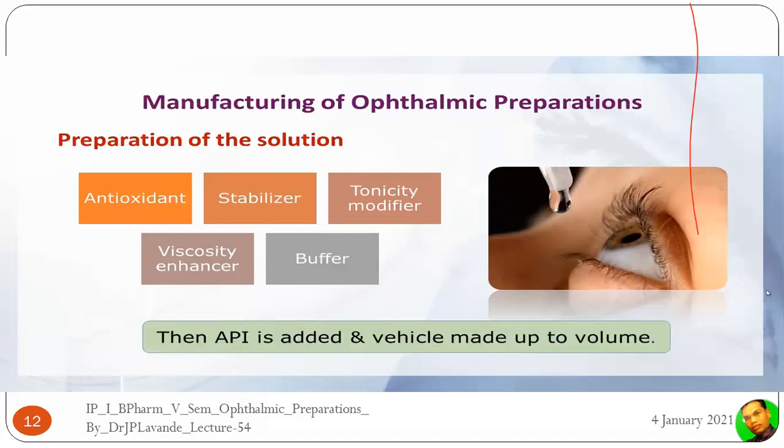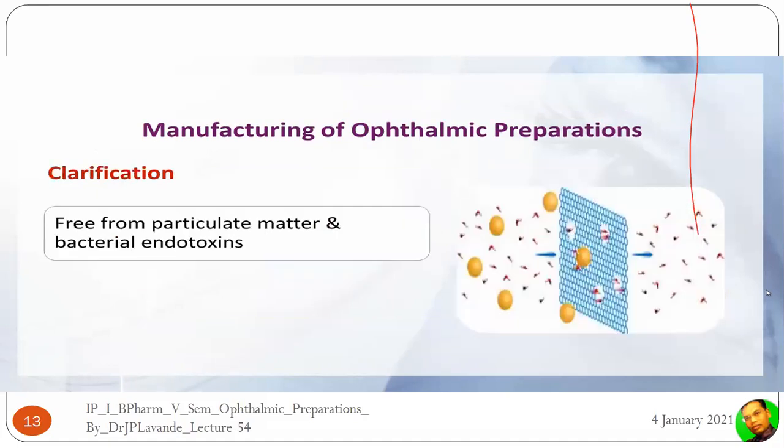Once we have added all these ingredients, then we need to add the API, the active pharmaceutical ingredient. And the vehicle should be added to make up the volume, the required volume. So this is the way by which we go for preparation of the eye drops, right? So the second stage, as I said, first is the preparation of the solution, second is the clarification.